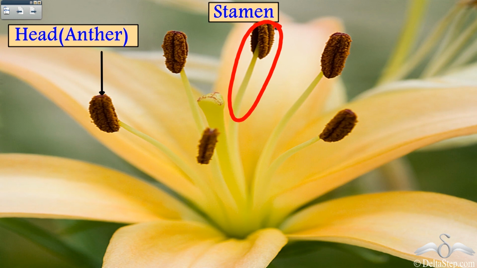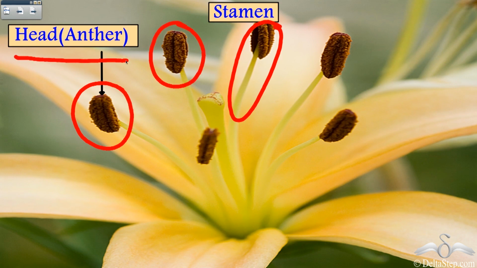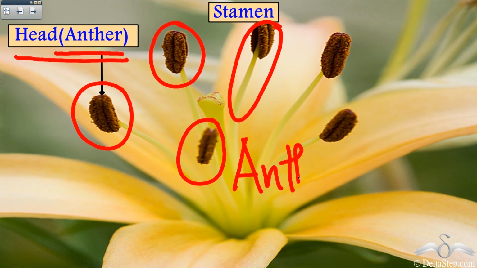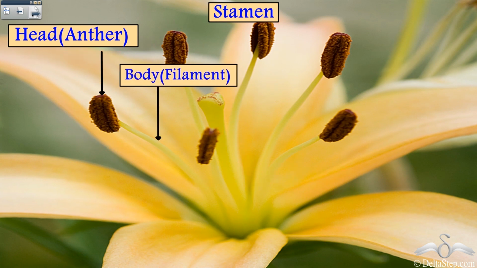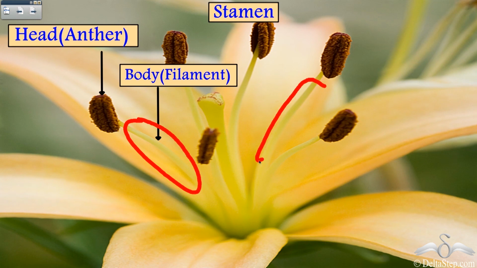Just like over here, the head of the stamen is known as anther. What is this head known as? It is known as anther. Now, after the head, we have the body of the stamen. See, these long tube-like structures. These are the bodies of the stamen. So, what is this body known as? This is known as filament.